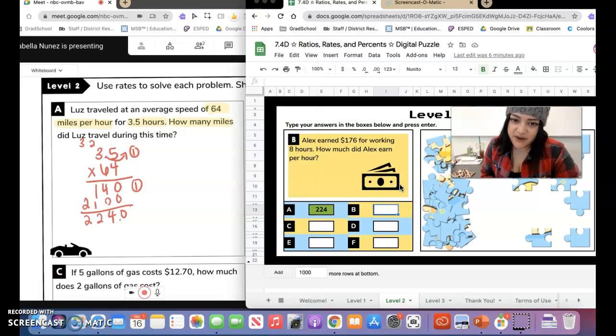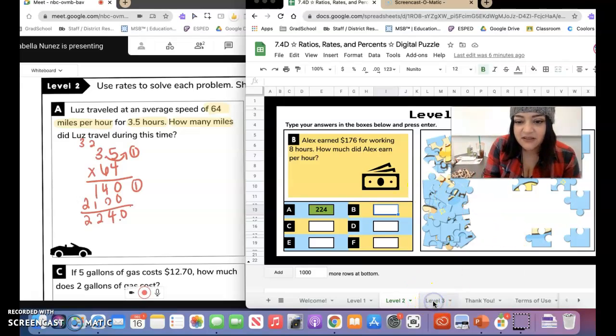This level 2 is rates, and if you look at this next problem, it says Alex earned $176 for working 8 hours. How much did he earn per hour? You are given the entire amount of money that he makes over 8 hours, and we want to know how much for 1 hour. That's a unit rate. And so if you remember unit rate, you know that we divide. So in this one, you would divide 176 by 8.